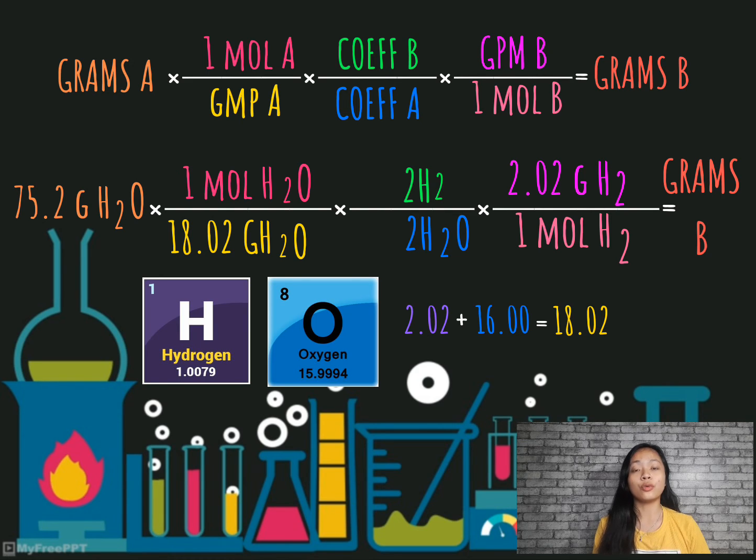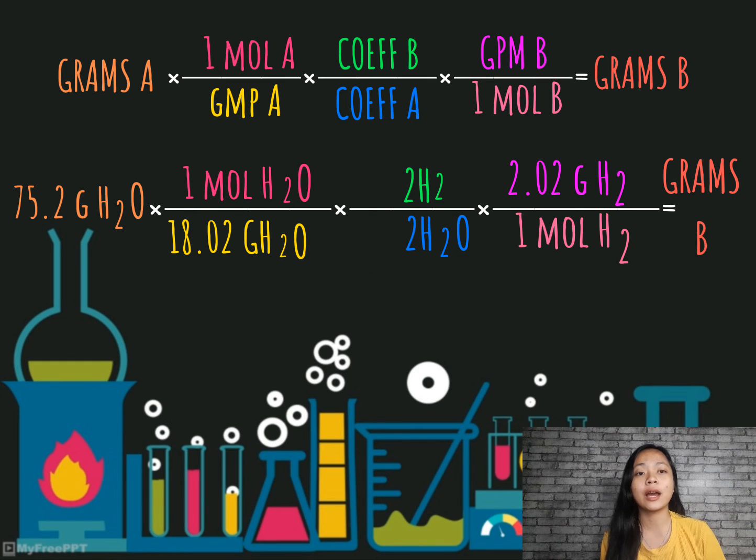18.02 g H2O. So, next we have coefficient B. Coefficient B is the most required or most wanted, which is the hydrogen gas. So, that will be 2H2. Then, next is coefficient A. Coefficient A is the most given. So, that will be 2H2O. Next one is GPMB or grams per mole. So, that will be 2.02 g H2 if we compute the molar mass of H2. Next we have 1 mole B. So, that will be 1 mole H2.